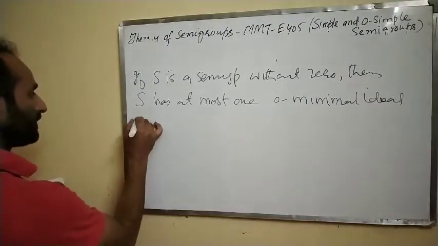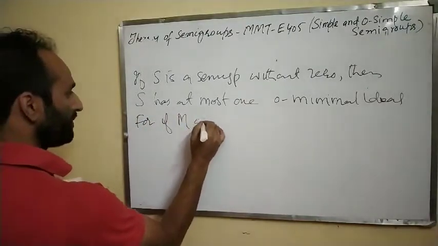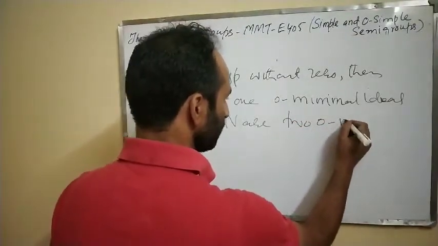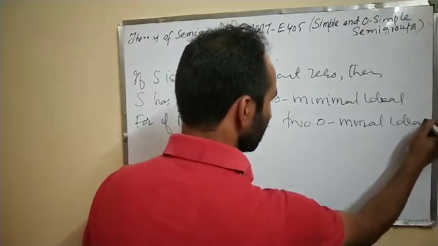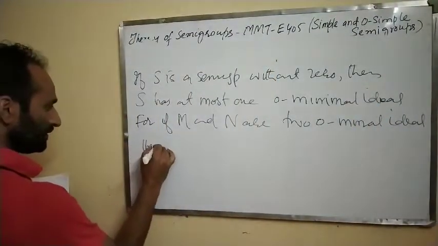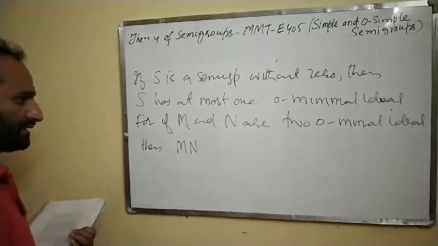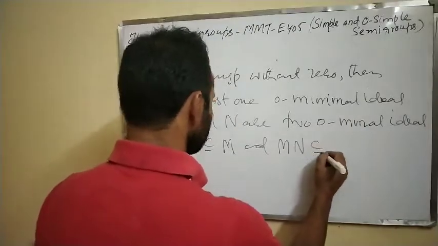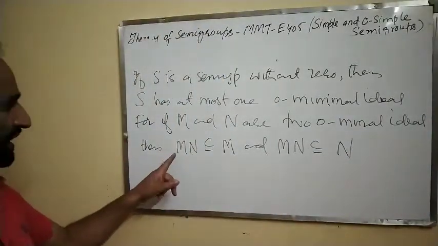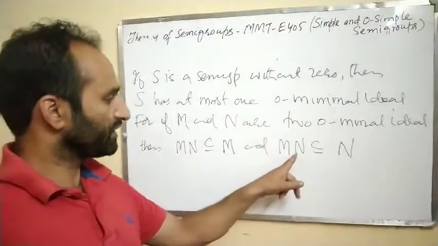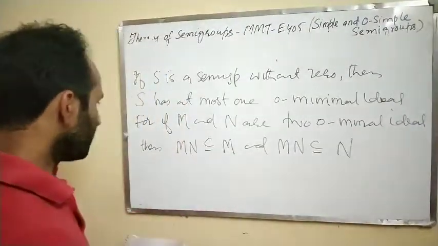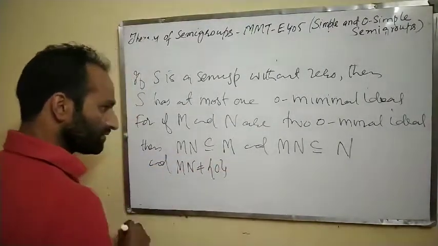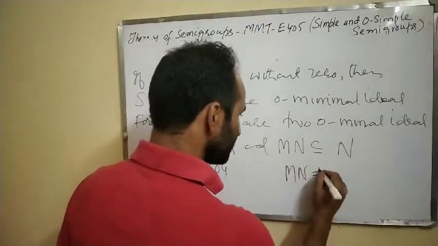So if possible, if M and N are two zero minimal ideals, then MN is a subset of M, and MN is also a subset of N, because by treating M as an ideal, MN is a subset of M. By treating N as an ideal, MN is a subset of N. And MN is not equal to 0, because as the semigroup is without 0, MN is not equal to 0.